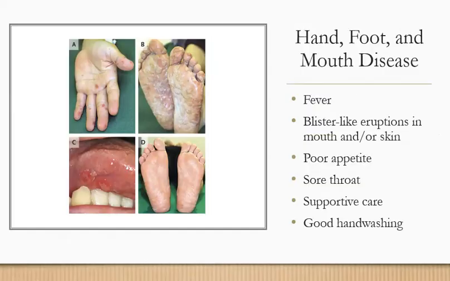Hand, foot, and mouth disease. They'll get a fever and blister-like eruptions in the mouth and/or skin. Usually hand, foot, and mouth is where the rash is. Poor appetite, sore throat. Supportive care, good hand washing.